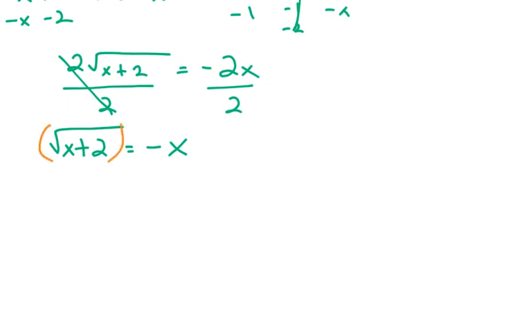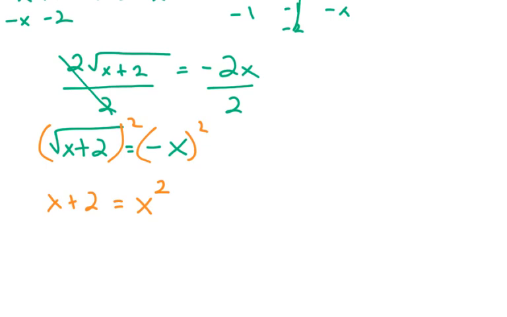Let's get rid of it now. We're going to square both sides. Okay, so we'll have square root of x plus 2 squared is just x plus 2. The square root and the square cancel each other out. Negative x squared means negative x times negative x, which is a positive x squared.